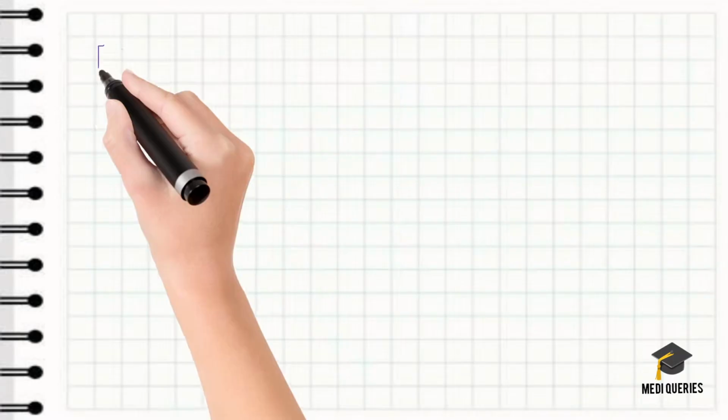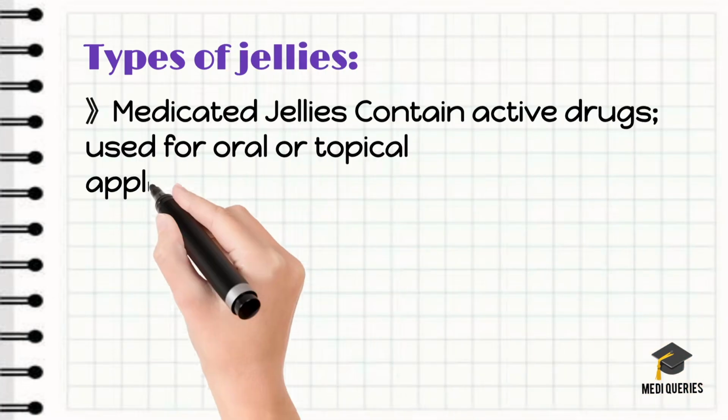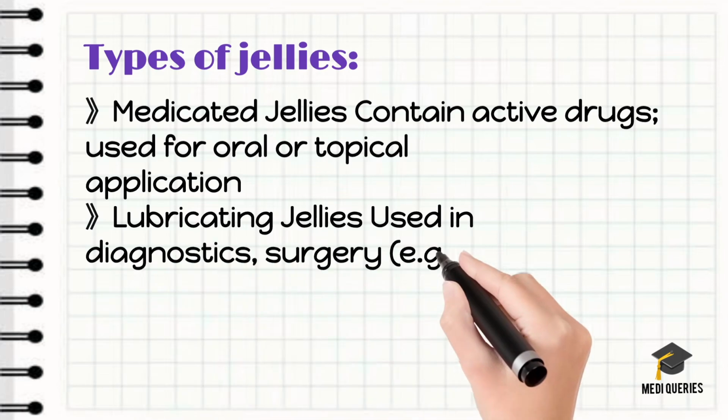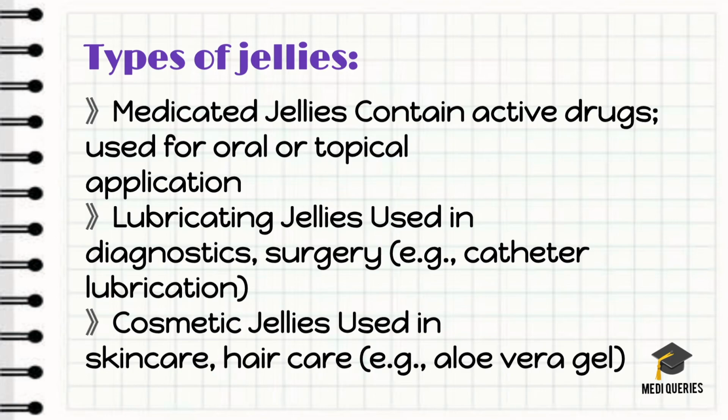Okay. And next one is the types of jellies. There are several types of pharmaceutical jellies, and they can be classified based on their intended use and the site of application. The first one is the medicated jellies. They mainly contain active pharmaceutical ingredients intended for therapeutic action. Common examples include anti-inflammatory or antiseptic jellies. These are used on the mucous membrane or the skin to relieve symptoms.